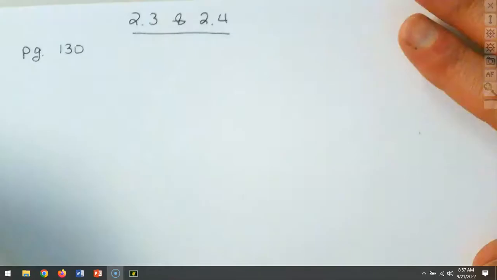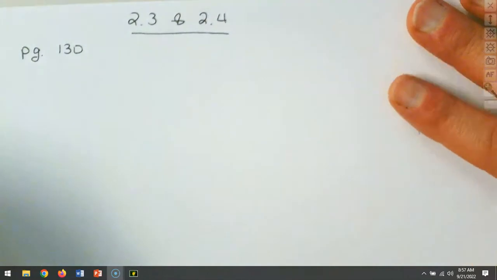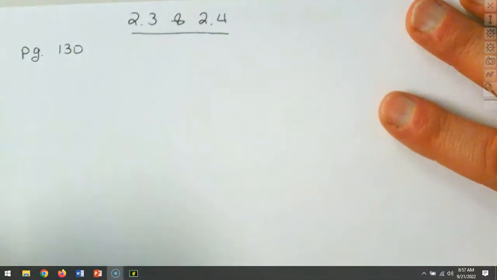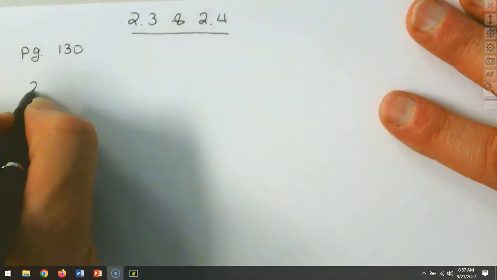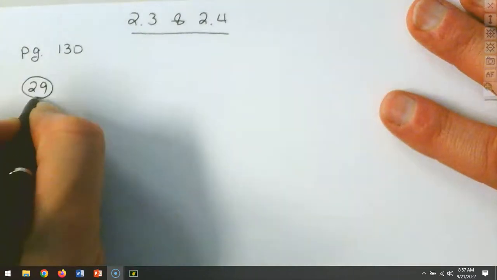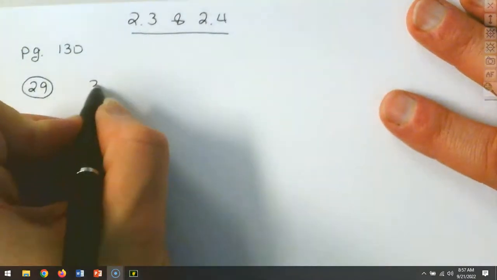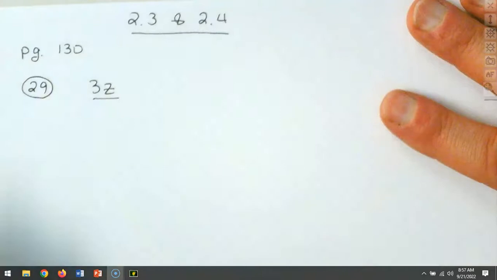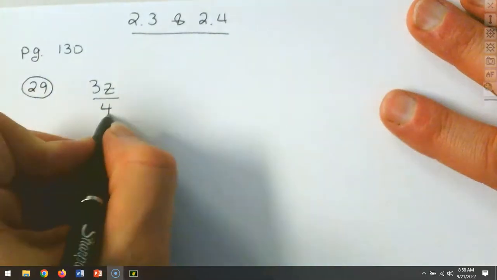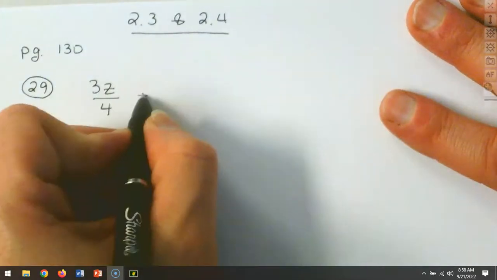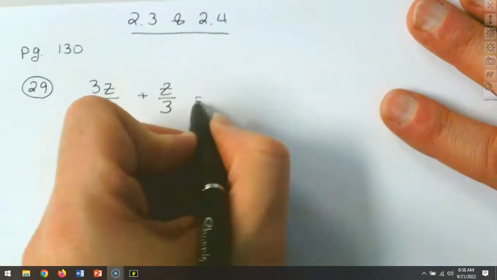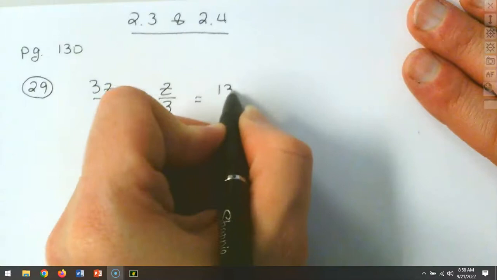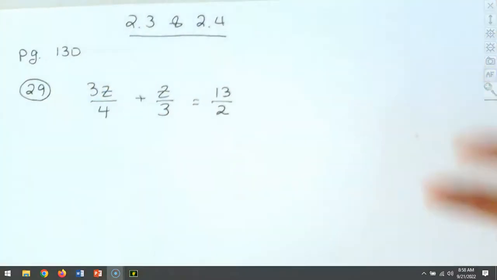So now let's go to page 130. And let's talk some more about fractions and how to clear them out. And let's look at question 29. On question 29, we've got 3 over 4z plus z over 3 equals 13 over 2.